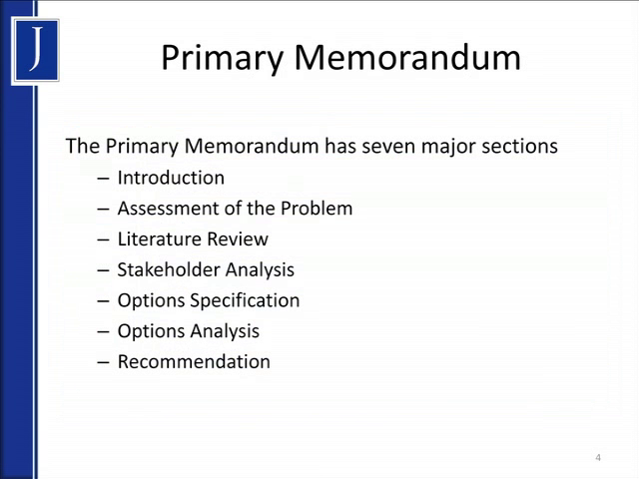Let's review the organization of your primary memorandum. The primary memorandum has 7 major sections, and in this media lecture, we will review what goes into each of the major sections. The sections are the introduction, the assessment of the problem, the literature review, the stakeholder analysis, the options specification, the options analysis, and the recommendation.